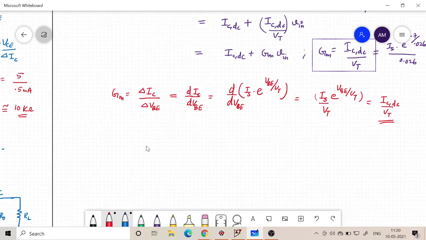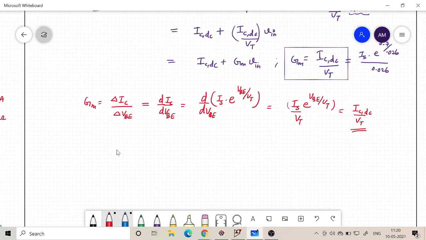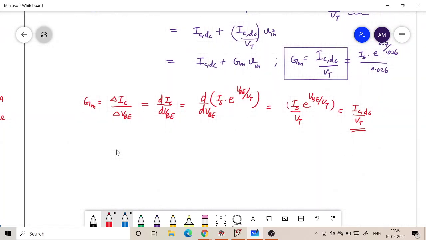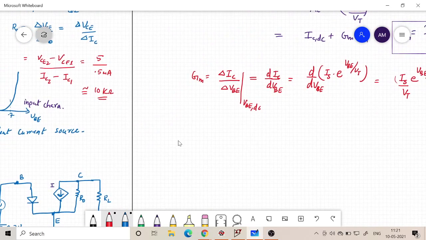What does differentiation do? It is basically taking the slope of a curve, right? That's the meaning of differentiation. So when you take the slope, that can be approximated as the differential of a function at that particular point. Where we take it depends upon our VBE DC value. So we take the slope at different points, and we get different GMs.